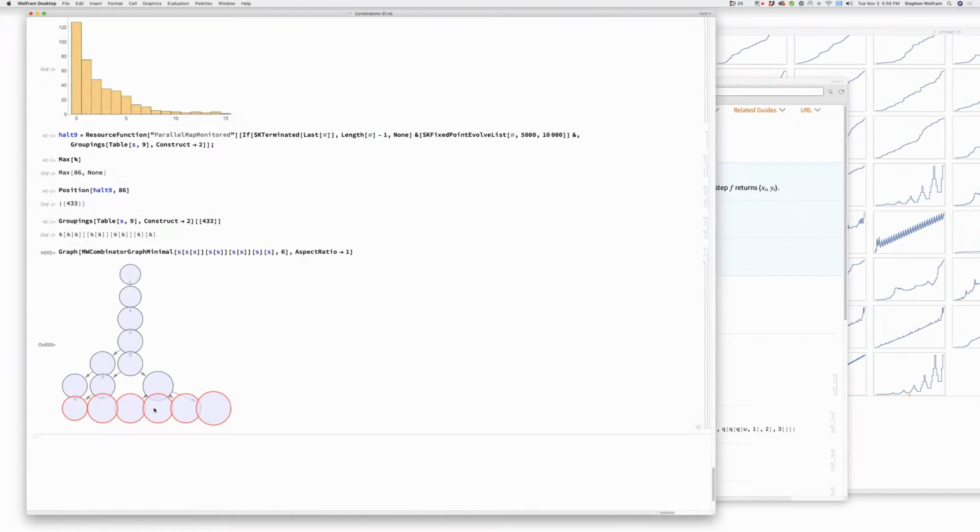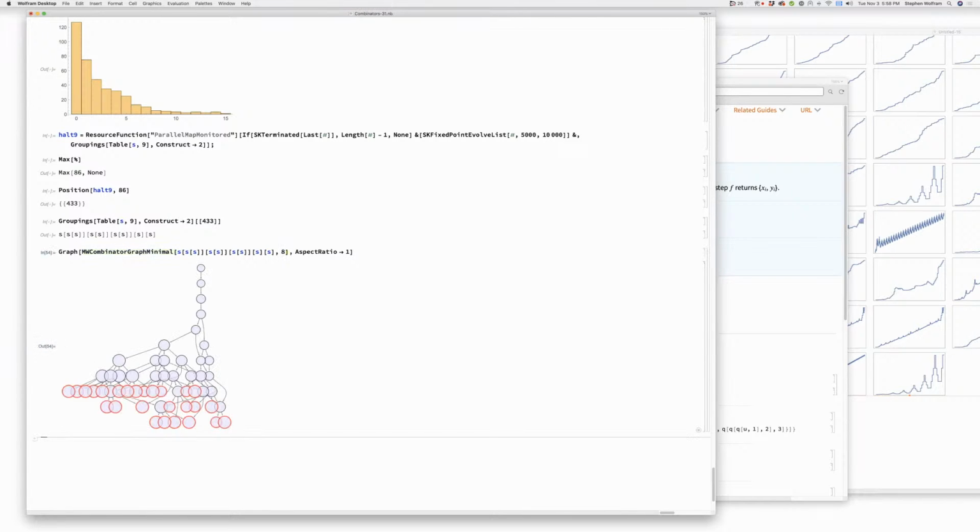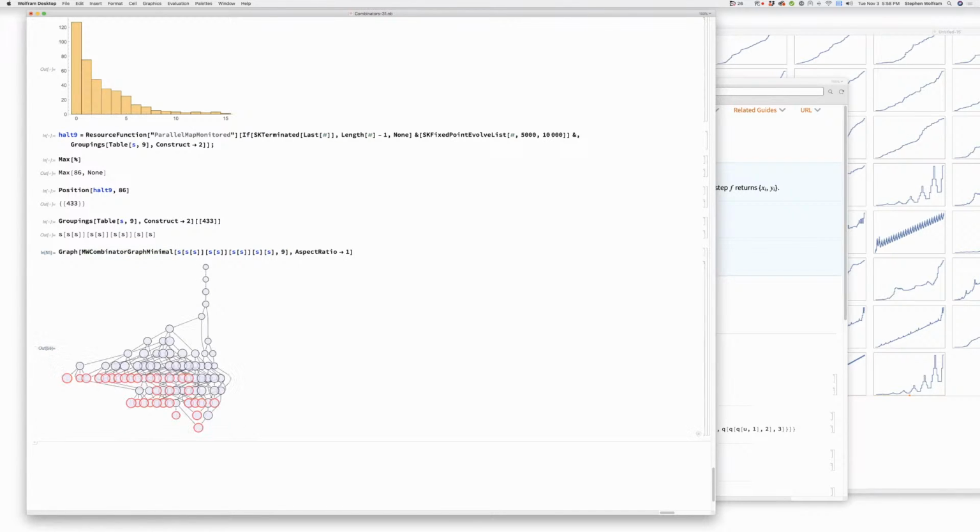6 steps. And this is just showing those are the leaves at the end. Let's say 7 steps. Okay. 8 steps. Okay, so notice that this looks like it's going to go on forever. 9 steps. But we know that after 86 steps, it actually terminates.